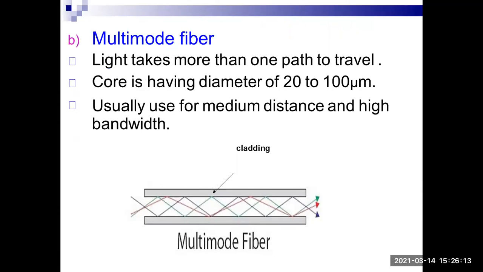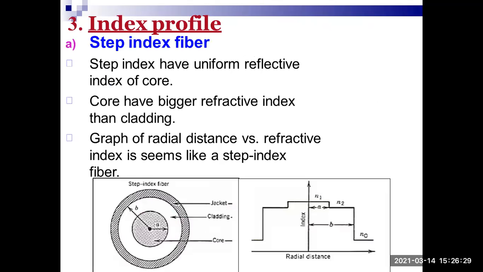And so multi-mode optical fiber. Here you can insert two different paths of the signal, and the diameter of the core is from 20 to 100 micrometer, and this is used for medium distance and for high bandwidth. So here why do we call this step index optical fiber? What is that index profile? It depends on the refractive index. The optical fiber is divided into two categories: the step index optical fiber and the graded index optical fiber. Here you can see the schematic diagram where there is N1 and N2.